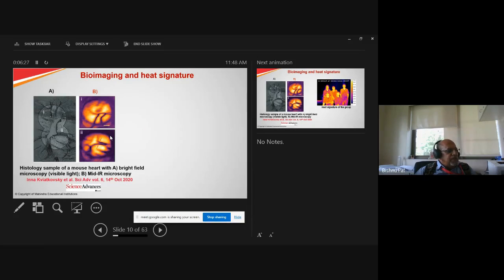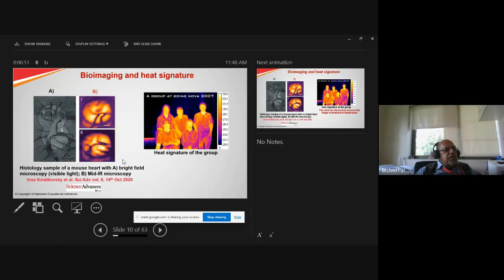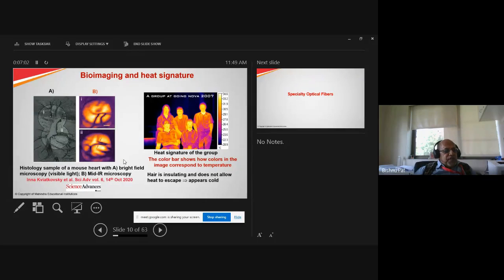Bioimaging and signature is from a very recent paper that appeared in Science in October 2020. You can see on the left-hand side, A is a picture of a mouse heart taken in bright field microscopy, whereas on the right-hand side is the mid-IR microscopy, which gives you a much better picture of the object, that is the heart of a mouse in this particular case. Here is a picture of the heat signature of a group of people. This color bar on the right-hand side shows how colors in the image correspond to temperature. Here is insulating and does not allow heat to escape, so it appears cold.